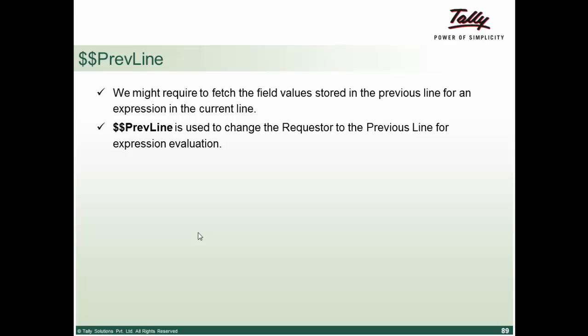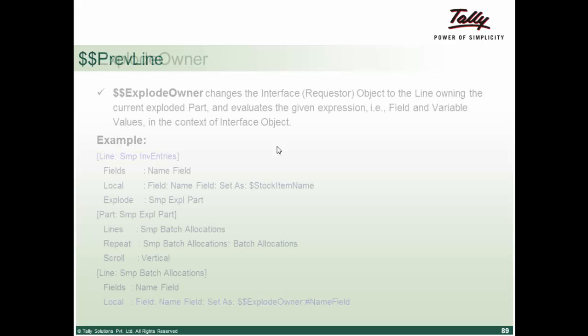Prev line, this specifically returns a value from the previous line, and it is used to change the requested to the previous line for the expression. Here it is not the object, the line object, it is the line that we are targeting.